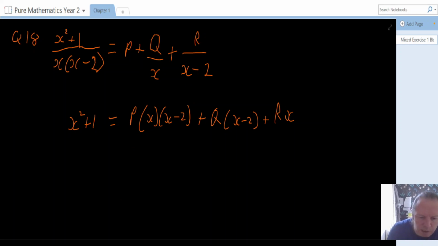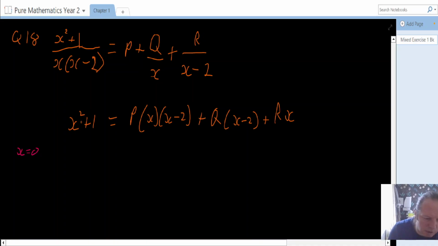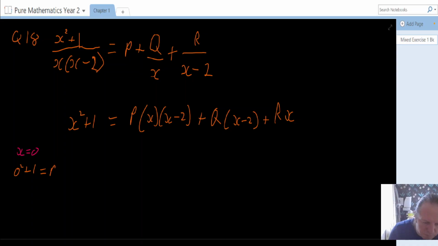Okay, so let's go choose some values for x. Let's go with x equals 0 to begin with. So as we do that, 0 squared plus 1 is equal to p times 0, so that one's a 0, plus q times minus 2, because the x becomes a 0, plus r times 0. Okay, so 1 equals minus 2q, so minus a half equals q. All right, there's one of them found.